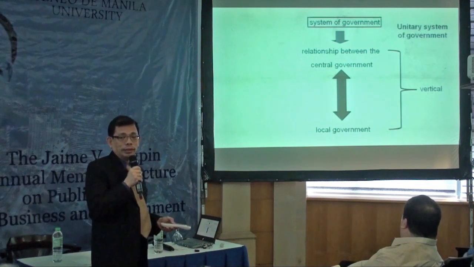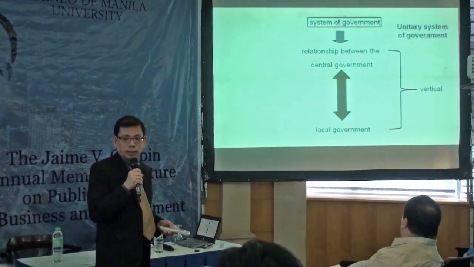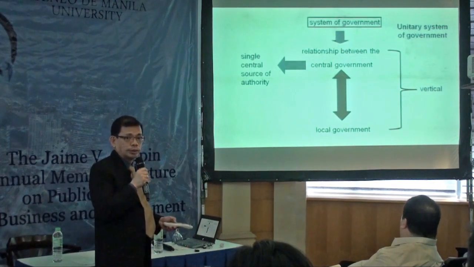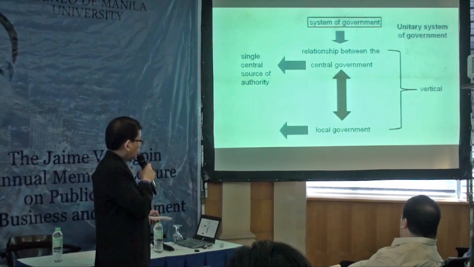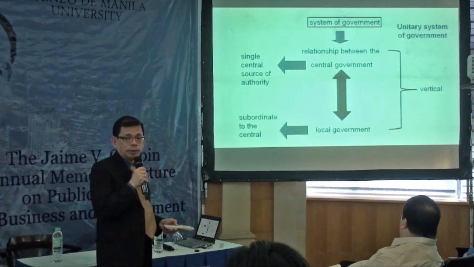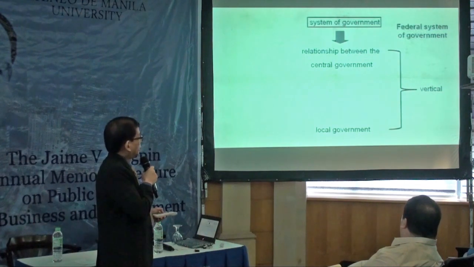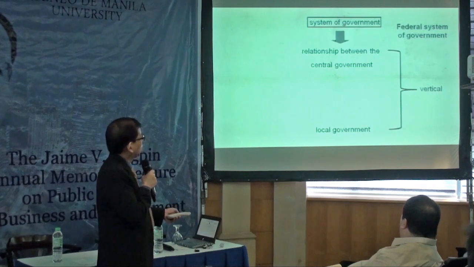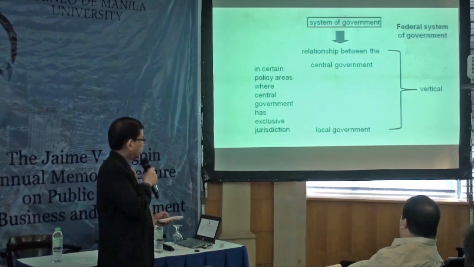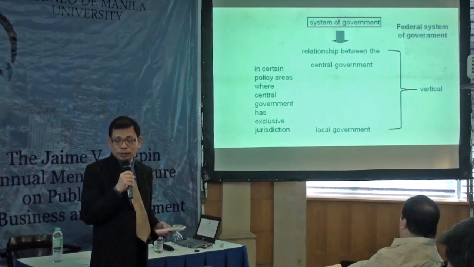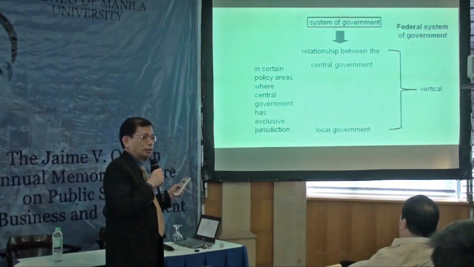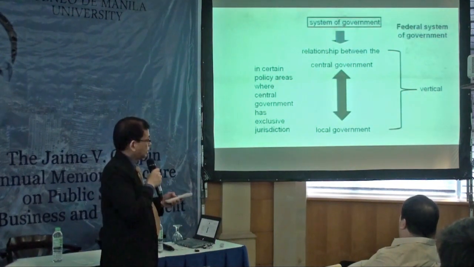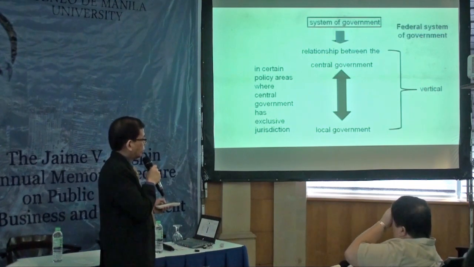And we're basically seeing in the diagram a unitary system of government, wherein the central government is the single source of authority and the local government is subordinate to the central. In certain policy areas, if it's a federal system of government, in certain policy areas where central government has exclusive jurisdiction, the diagram still applies. We need not change the drawing. So central government could still be seen as taking precedence over local government.